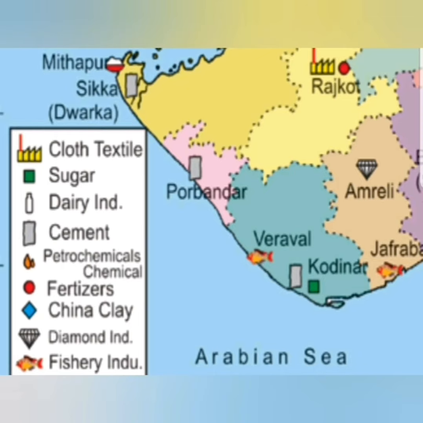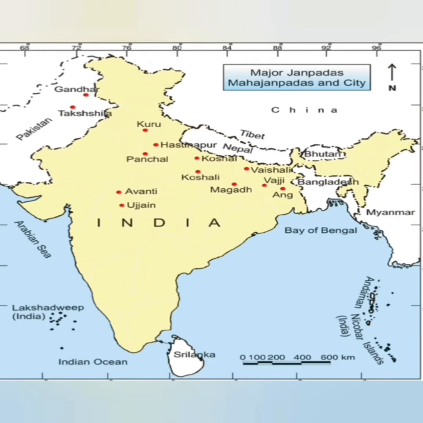Historical map is the third type of cultural maps. Maps showing the history of a regional or national administration are called historical maps. Let's take one example. Students, here in this map, you will be able to see the map of major Janpads and Mahajanpads and cities of ancient time. Such maps are called historical maps. These maps help us in knowing many details about history.